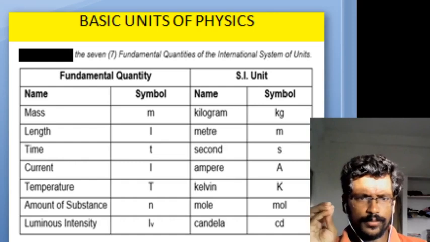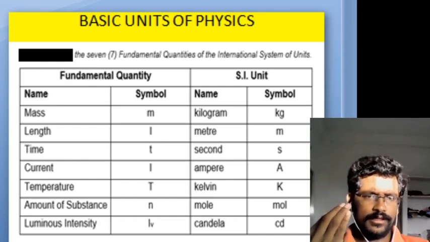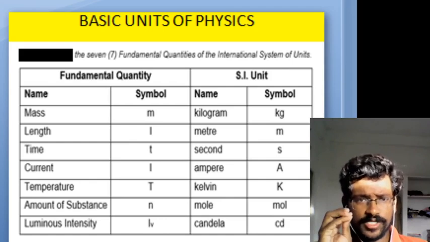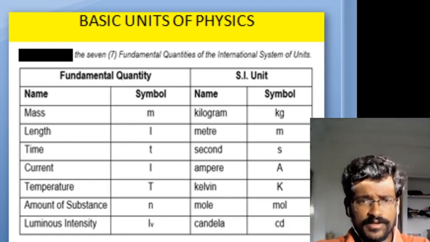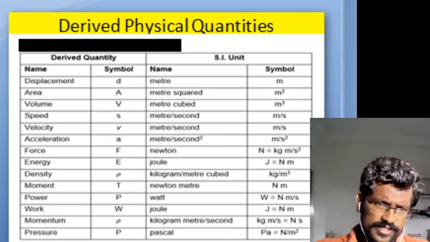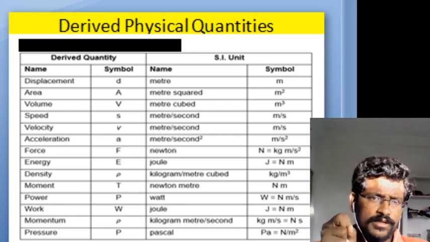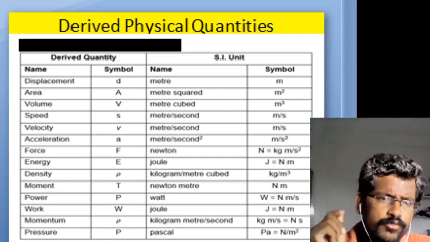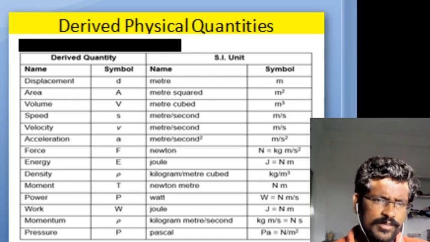Now we are looking into another set of physical quantities, called derived quantities. Why? Because these are derived from the 7 fundamental physical quantities. These are displacement, area, volume, speed, velocity, acceleration, force, energy, density, moment, power, momentum, pressure.